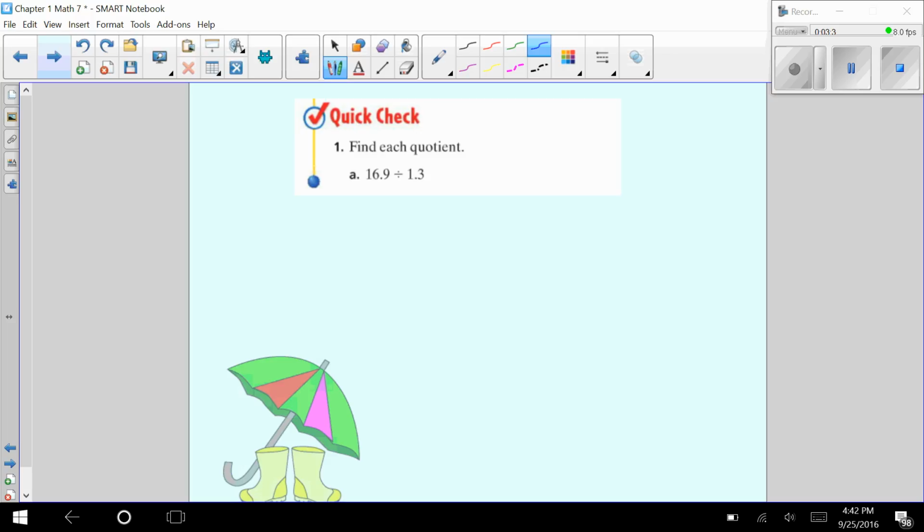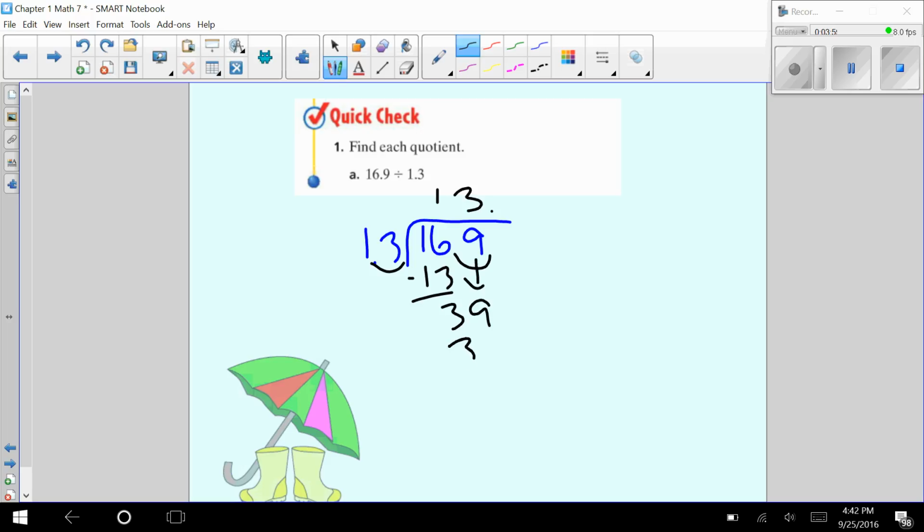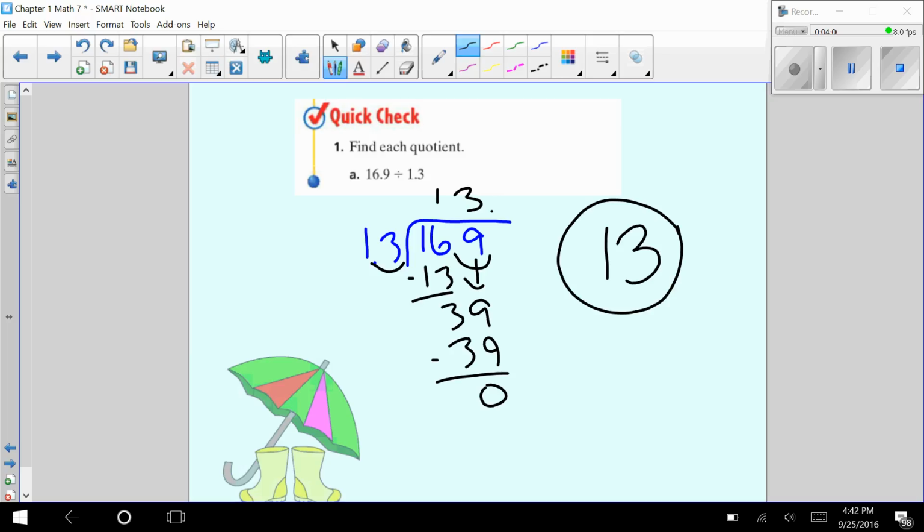All right, try this one on your own. First step, let's write up our problem. 16.9 divided by 1.3. Move the decimal of our divisor. Move the decimal of the dividend the same number of places, and we'll insert it up top. 13 goes into 16 once. Subtract, and I have 3 left over. Bring down my 9. 13 goes into 39 3 times. That makes 39 with nothing left over. I don't need my decimal in my answer now. My answer is just 13.